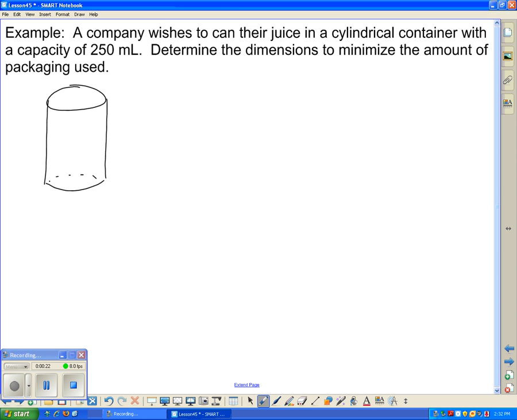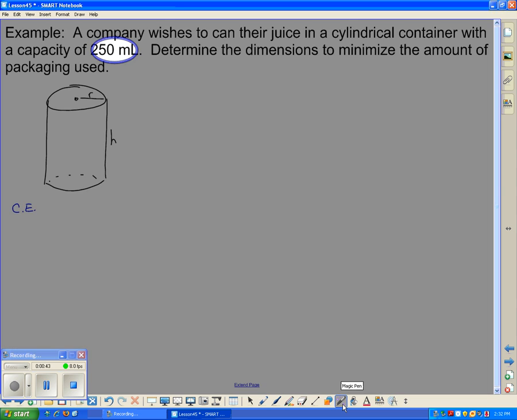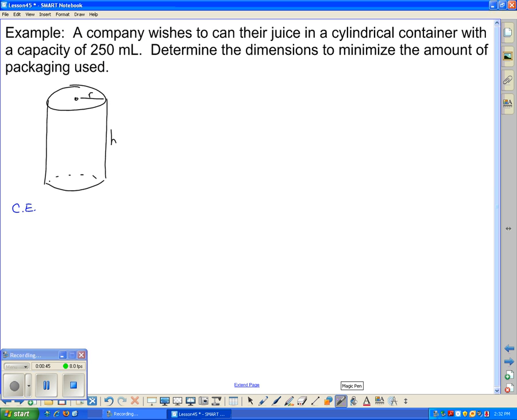What factors are involved in a cylinder? What measurements do we always work with? Well, we have a radius and we have a height. So at that point, that's all we can do for the diagram. Next is the constraint equation. What has to be true about this cylinder? At the end of the day, it has to have a volume of 250. So we know the volume has to equal 250 mils.